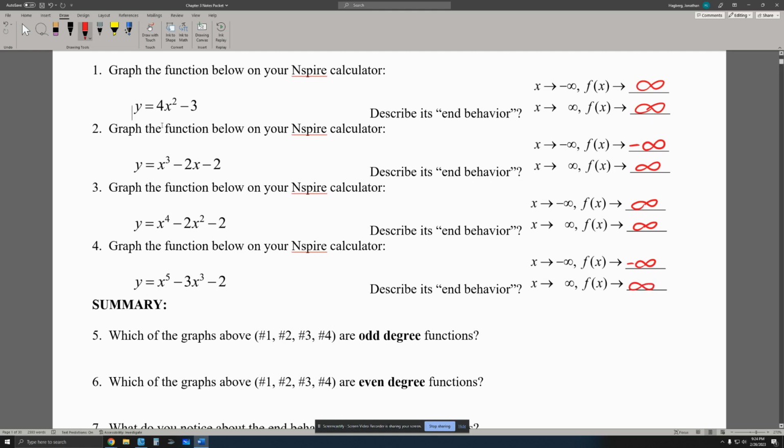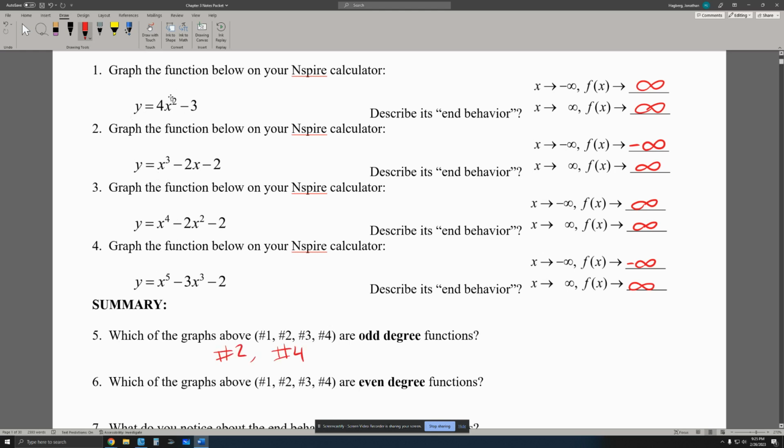Okay, so to summarize, which of these are odd degree functions? So remember, the degree of a polynomial, when written in standard form, is that highest power, or the power of the first term. So which of these graphs between 1 through 4 are odd degrees? We see graphs 2 and 4. So number 2 and number 4.